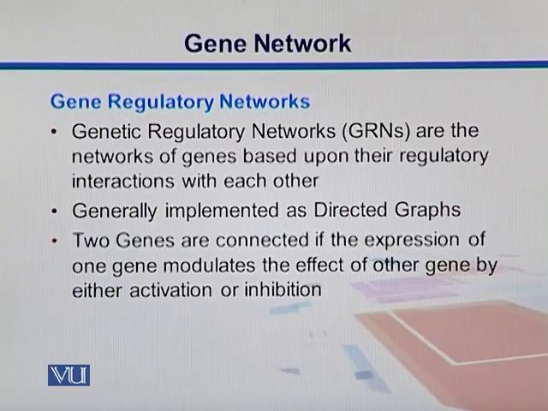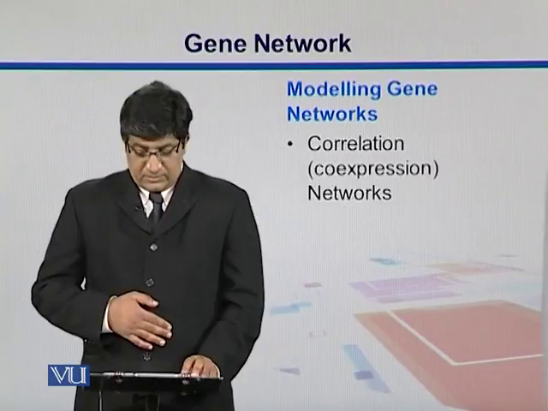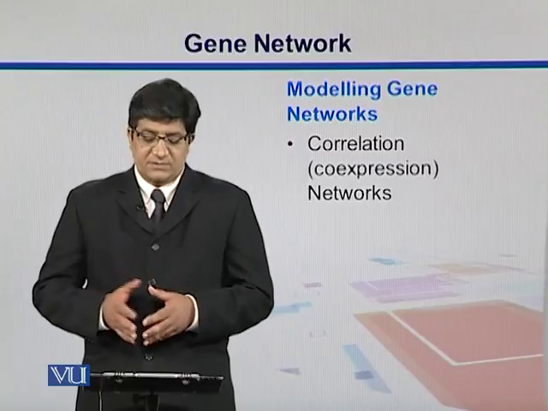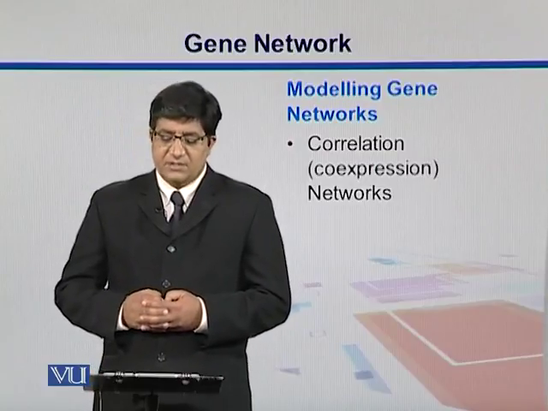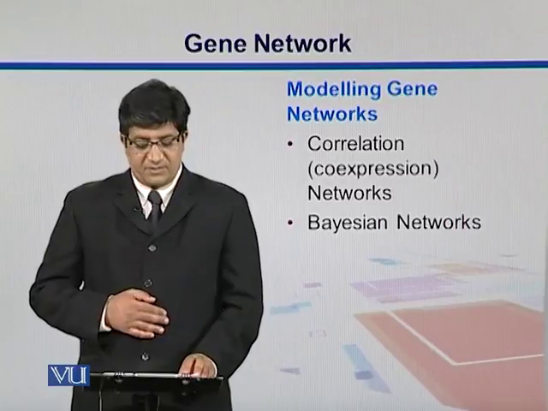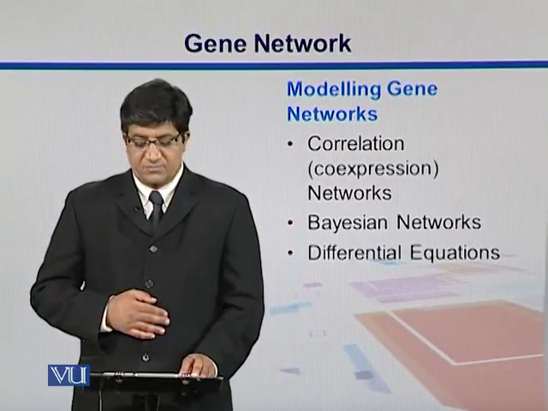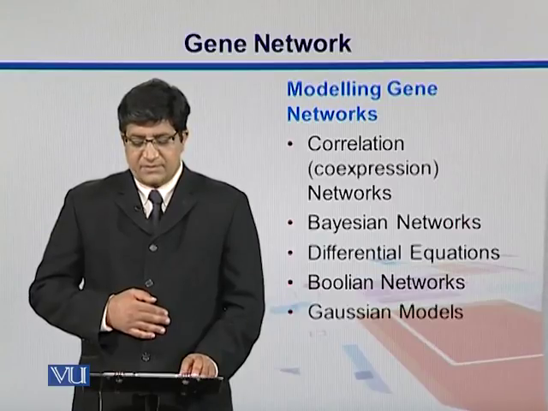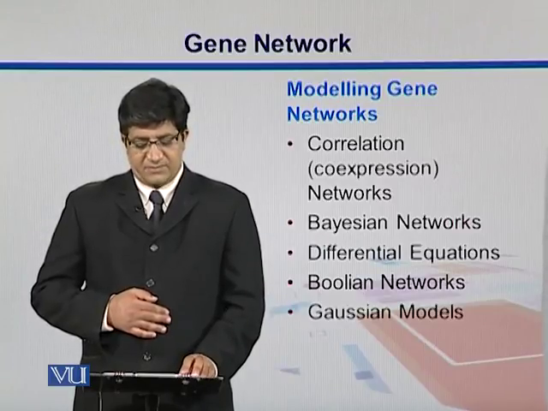Two genes are connected if the expression of one gene modulates the effect of the other gene by either activation or inhibition. So genes affect each other, they activate each other or inhibit other genes. In that case, we can draw their gene networks. How can we model the gene networks? We can have correlation or co-expression networks, Bayesian networks, differential equations, Boolean networks, and what we call Gaussian models.